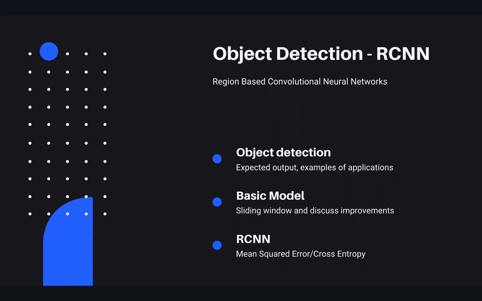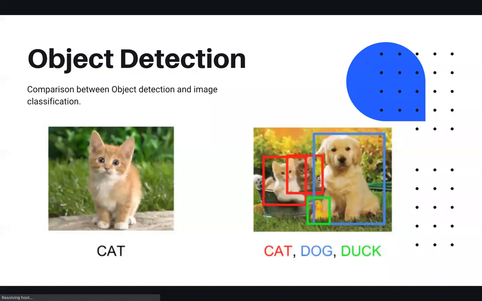The first part will be about object detection and RCNN. The R stands for region-based convolutional neural networks. We will speak about what object detection is, and what the expected output of an object detection model is. I will give some examples of applications that you can create for your final project, and the basic first model for object detection that we can easily create with the knowledge that we have right now. Then we will get into more details about what RCNN is, how it is trained, and its loss functions.